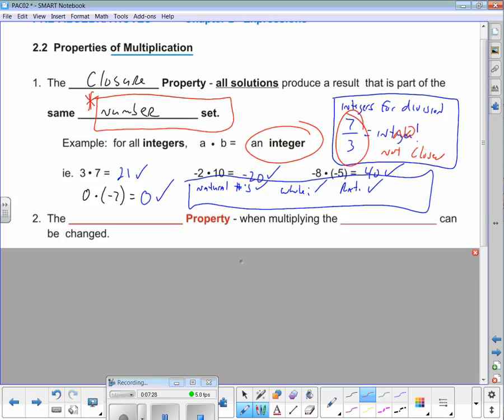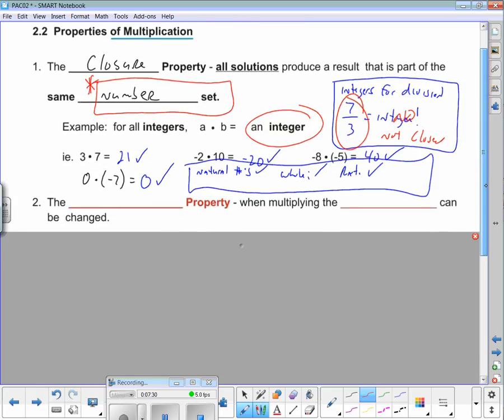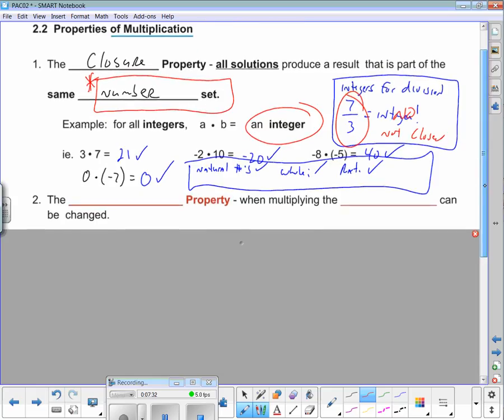Remember, 6 divided by 3 is 2. That's an integer. You can find a million things that work. But as long as you can find at least one that doesn't work, then it's not closed. It's got to work for every single thing in the world. You can find one example that doesn't work? Nope, not closed. You only need one example against. You can have a million that do work. One that doesn't, it is not closed.